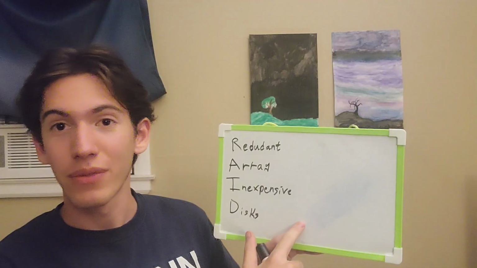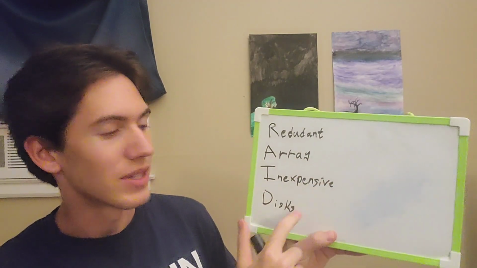SLED was a single large, expensive disk. So IT companies would go out and buy one really, really good hard drive. But if that hard drive failed, they lost everything. So they came up with RAID, right? Redundant Array of Inexpensive Disks.